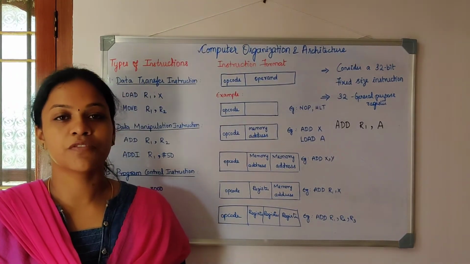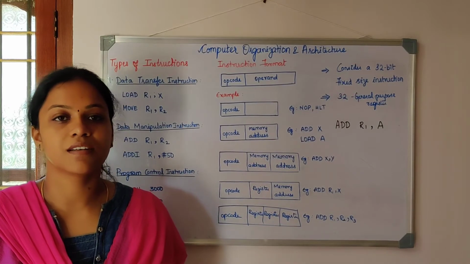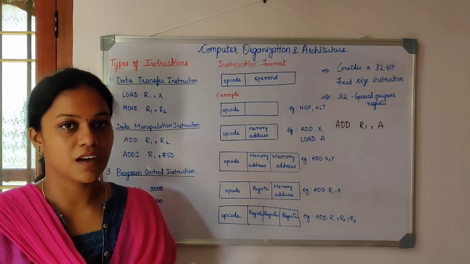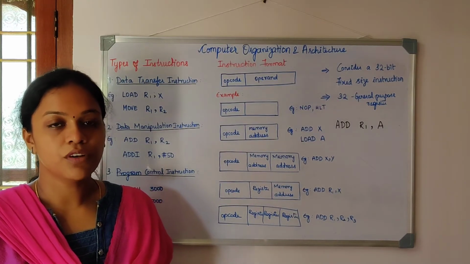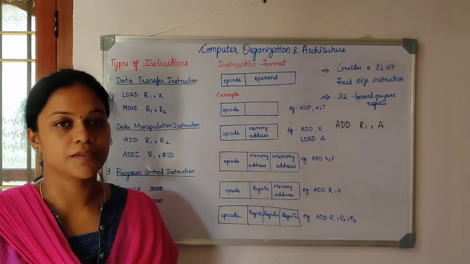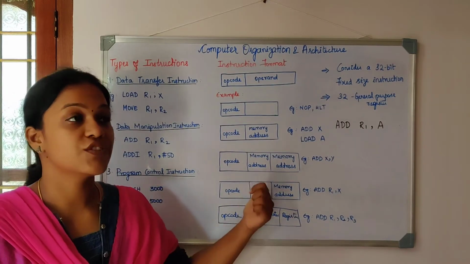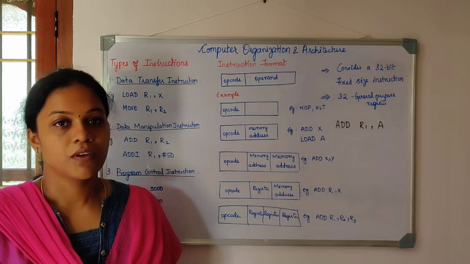Hi all, welcome to the fifth lecture on computer organization and architecture. In the previous lecture, we have seen about instruction set architecture and the evolution of instruction set throughout the years. Today we'll be seeing about types of instructions and instruction format in detail.